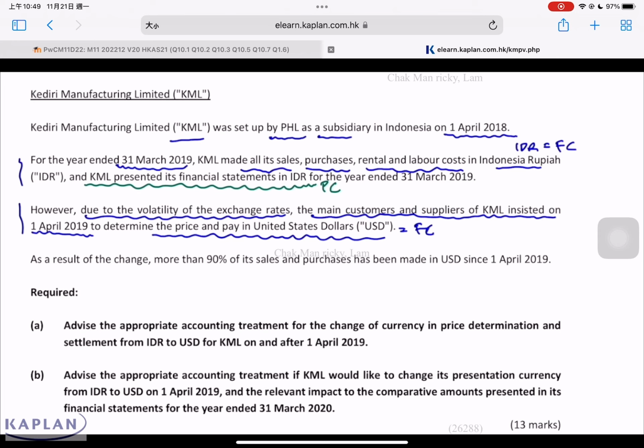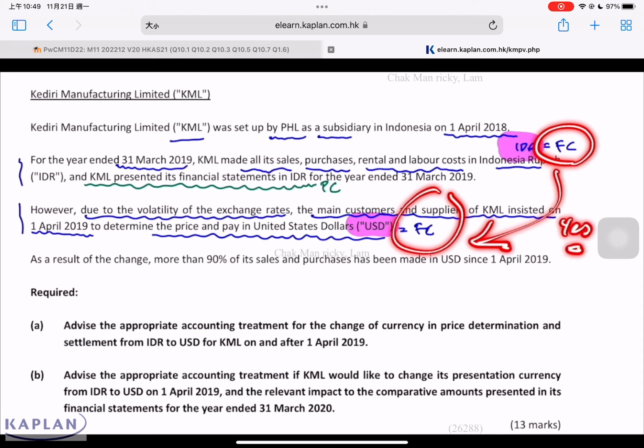For these questions, first issue is before that the functional currency is Indonesia rupiah. After that, the functional currency becomes US dollar. This is a change in functional currency. In accordance to AS21, the functional currency of an entity should only change if there's a change in the primary economic environment in which the entity operates. So this change is considered as allowed in accordance to AS21.